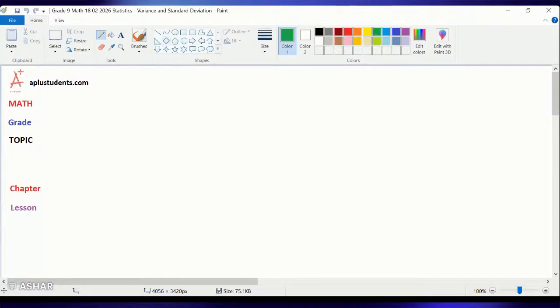Class, the first thing you need to do is go to aplusstudents.com. You need to select math as your subject. This is a grade 9 maths lesson, and the name of the topic is statistics. I'll give you the chapter number and the lesson number. Chapter number 9, lesson number 8.